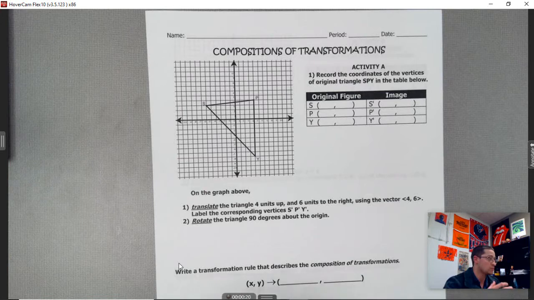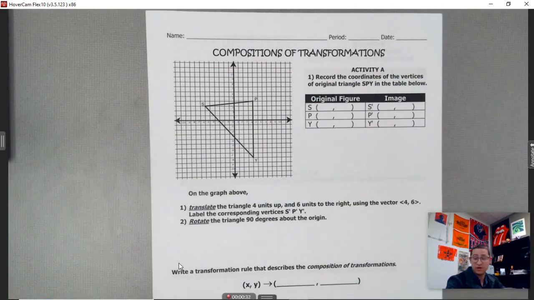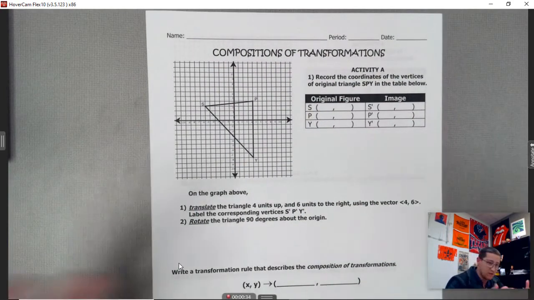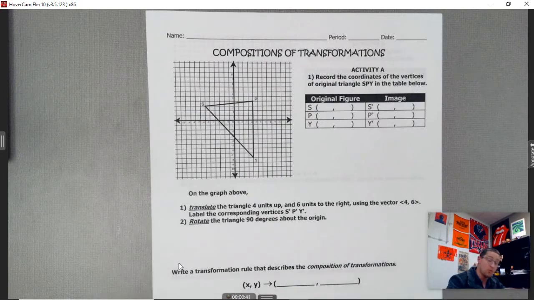So if you think about it, the word compose, right? To compose is to put things together. When you compose a piece of music, you're putting notes and music together. So that's all this is here, compositions of transformations. We're just putting two different transformations together and making it into one action, okay? And that's it. We'll just do three examples and we will move on, all right?